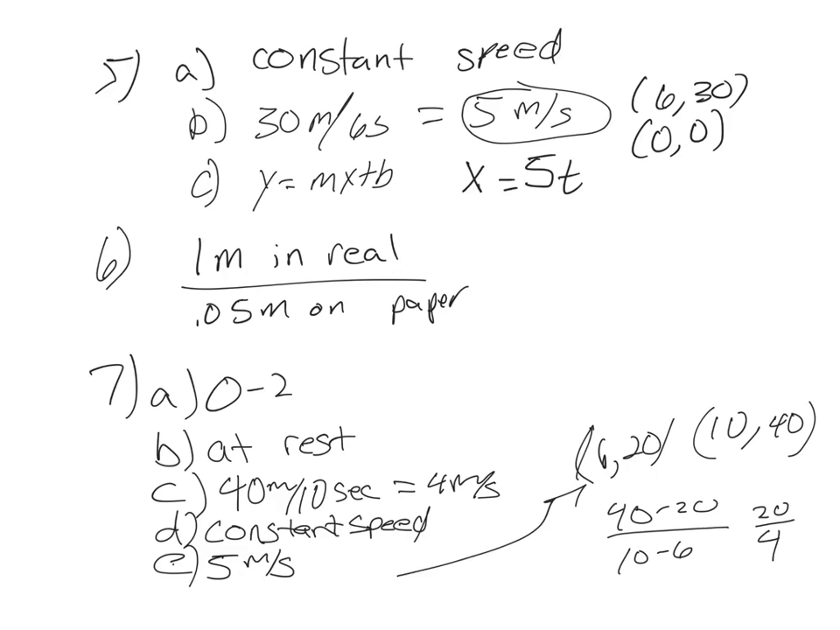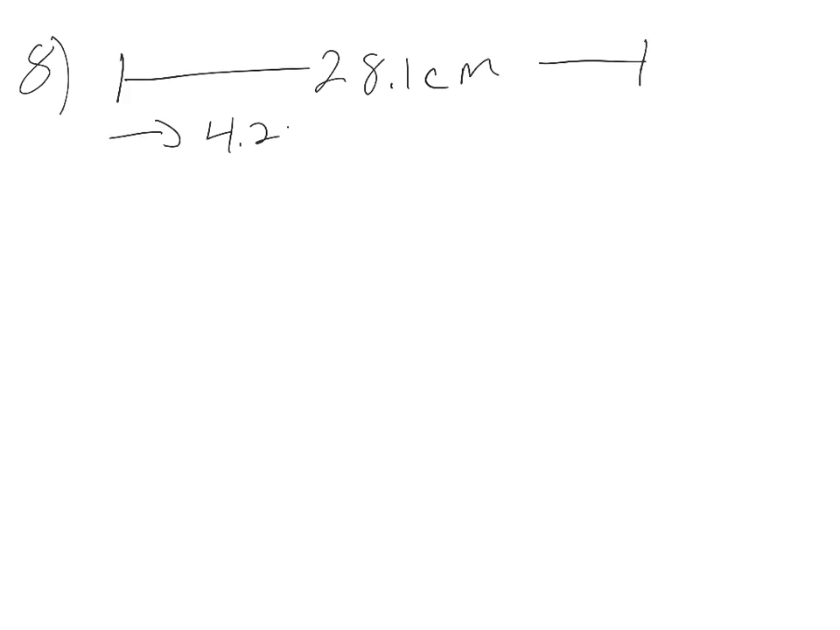Okay, on the back, you're looking at 2 ants racing across the top of a Wheaties box. So basically, there's 28.1 centimeters they're trying to get, and one is going at 4.2 meters per second, and one is going at 3.9 meters per second. And we're trying to figure out how far behind the second ant is. So we're going to find the time it takes for the first ant to get there.